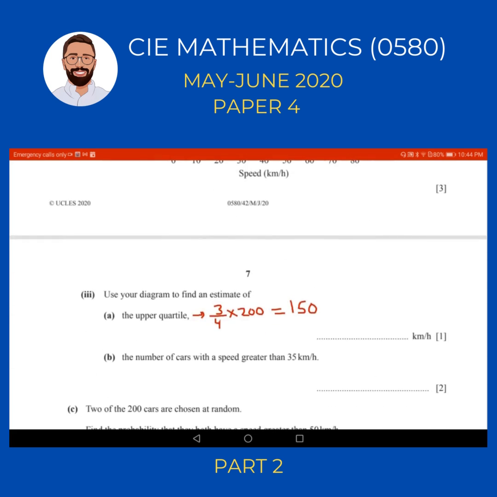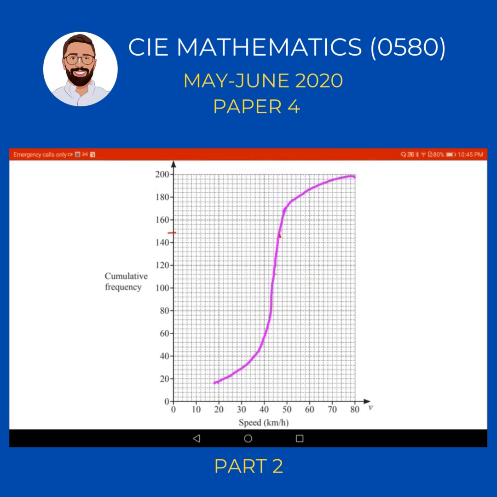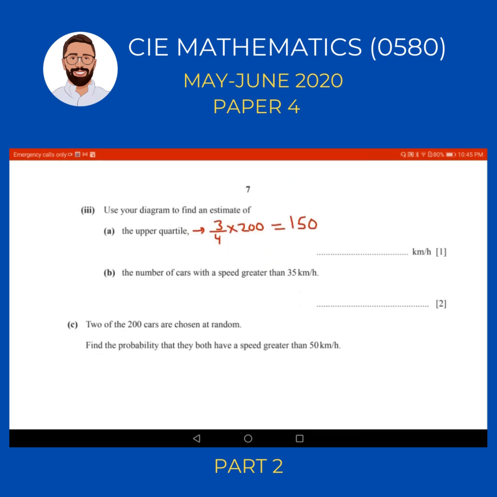So basically here, once you find the position of the upper quartile and it's equal to 150, you need to go to the cumulative frequency axis, the y-axis, take a reading at y equals 150, move horizontally until you meet the curve that we drew, and then go down to the x-axis and take a reading of the speed. So that reading would be equal to 48.